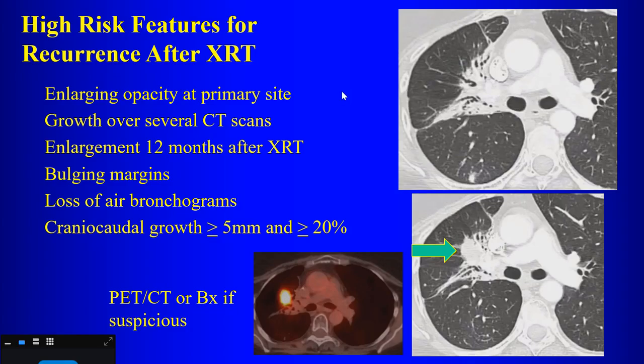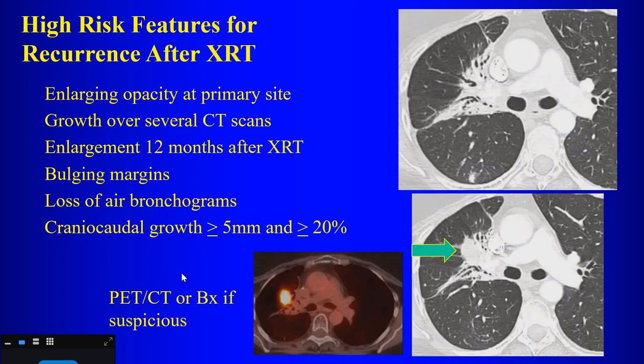So what are clues that you should be thinking about recurrent tumor as opposed to just radiation change, evolving radiation fibrosis? If there's an enlarging opacity at the primary tumor site, if there's growth over several CT scans, if there's enlargement after 12 months of X-ray therapy, bulging margins, here's an example with bulging margins, loss of air bronchograms, craniocaudal growth, if it grows up and down, right? These are all clues that you're dealing with recurrent tumor.